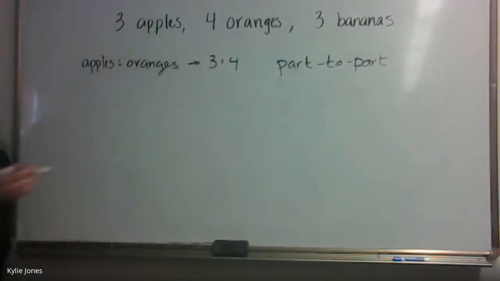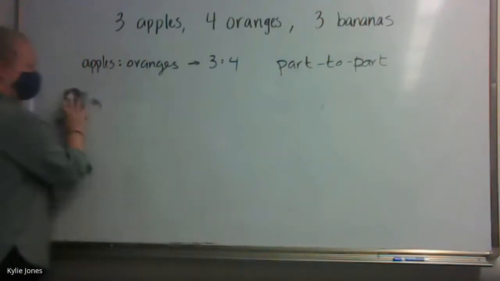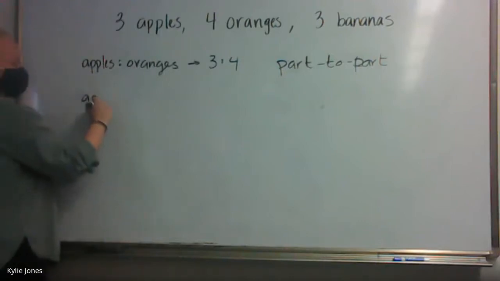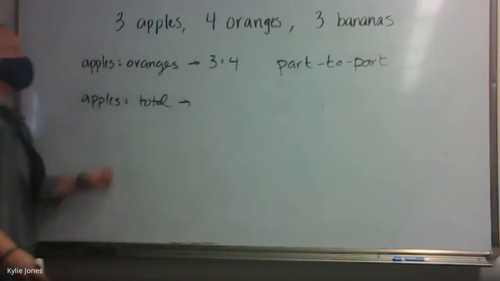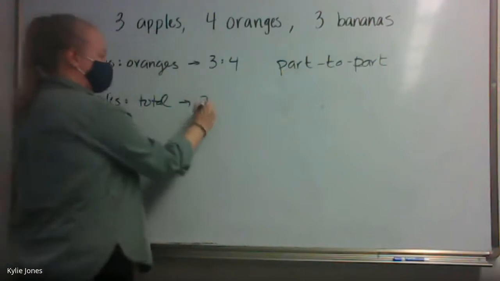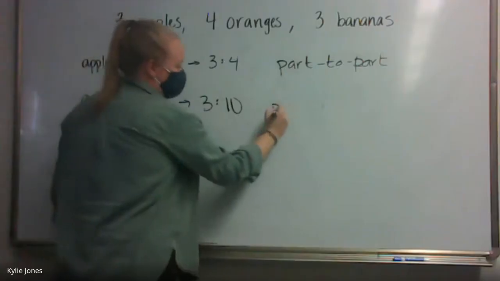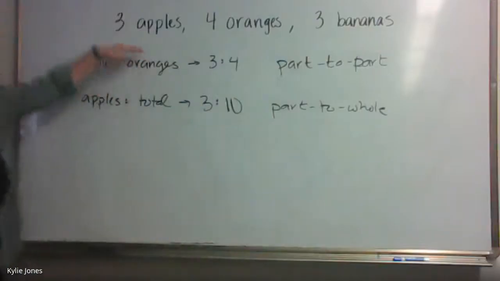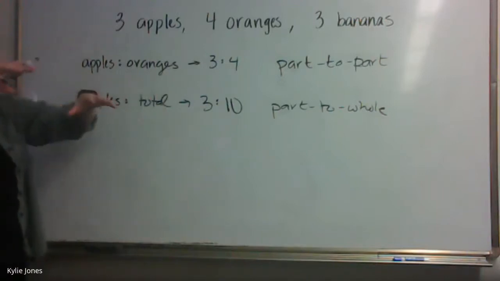Then we have part to whole. What if it asks for apples to total? That one is going to be 3 to what? How many total? 7? Well, 3 to total, so we have 3, 7. Oh yeah, I was adding the other 2. 3 to 10, and that's a part to whole. Because apples is part of the total amount of fruit, and the total amount of fruit is the whole amount of fruit. It's all of it, part to whole.